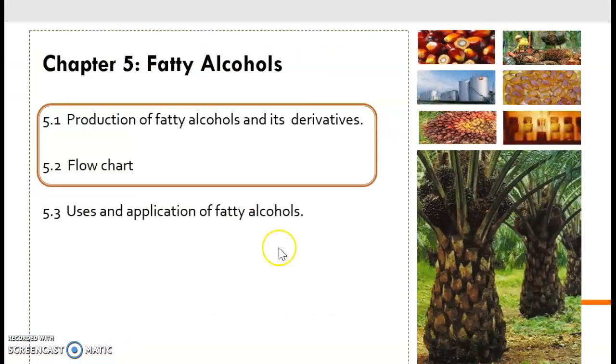What is actually the fatty alcohol topic? First, we are going to study the production of fatty alcohols and also their derivatives. Then we will study how we produce our fatty alcohols through the flow charts. And lastly, we are going to learn about their uses and applications.